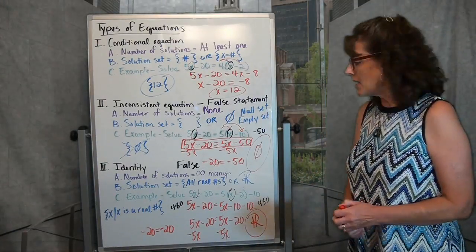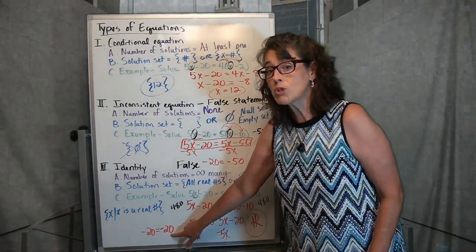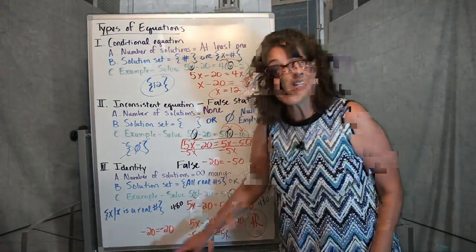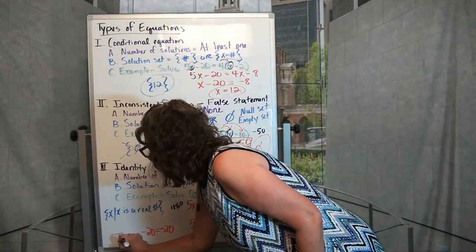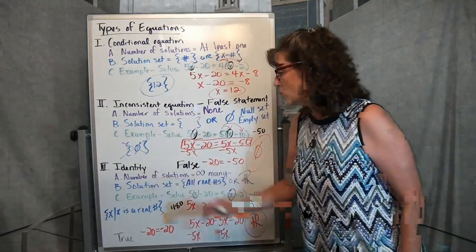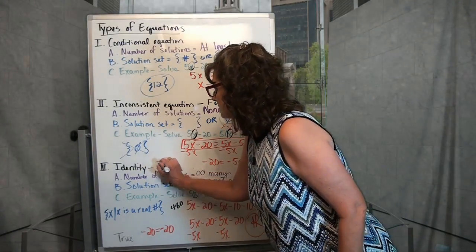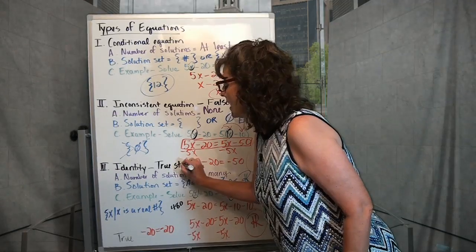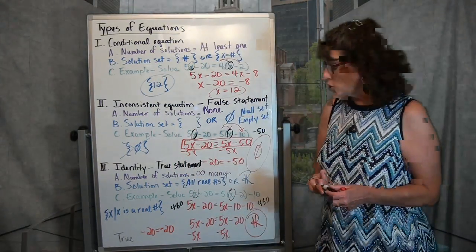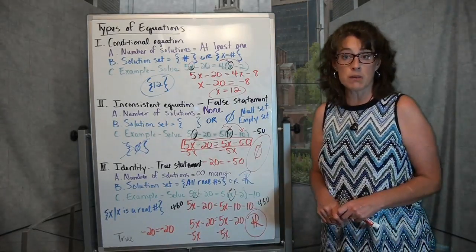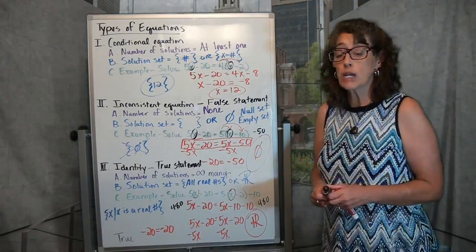Similar idea down here. Notice that when those variables were gone and we came up with this, that's a true statement. Because negative 20 is a negative 20. Negative 20 is always going to be a negative 20. And so right here, whenever you come up with a true statement, that's what an identity is. It is a true statement. And as soon as you get that true statement, you know that you have an identity. You know that that means all real numbers is going to be your solution. So in that case, as soon as you see that true statement, you can quit.